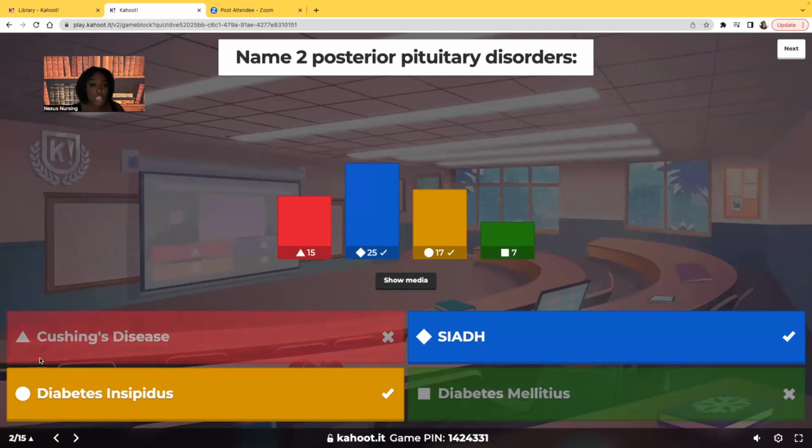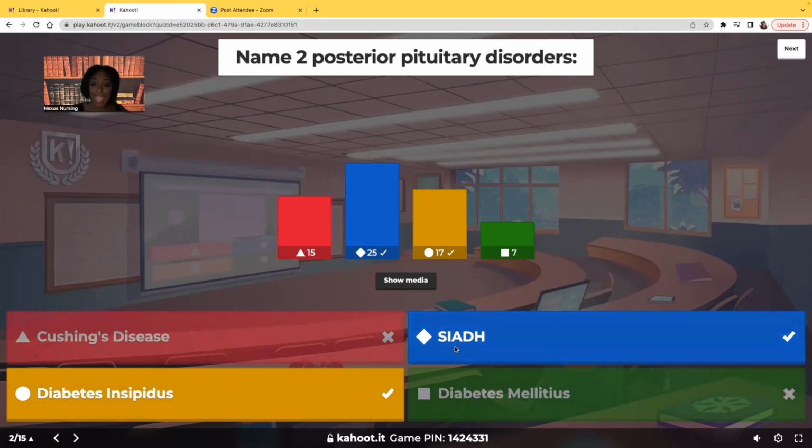So Cushing's disease is an adrenal disorder. What are our other choices? Look at this: diabetes mellitus, not to be confused with diabetes insipidus. Diabetes mellitus has to do with blood glucose.